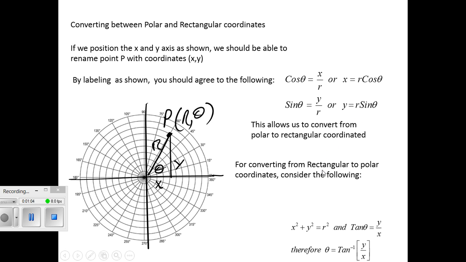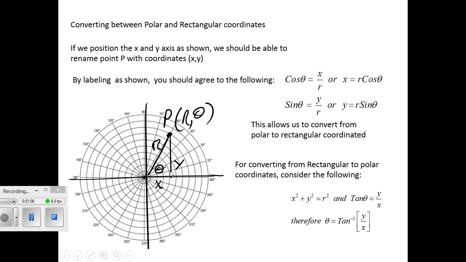And then the other way around, we can see that Pythagoras, of course, would tell us x squared plus y squared equals r squared. And then, of course, we know that the tangent of theta is y over x. So therefore, theta is the inverse tan of y over x, which allows us to do our conversion the other way around, from rectangular to polar.